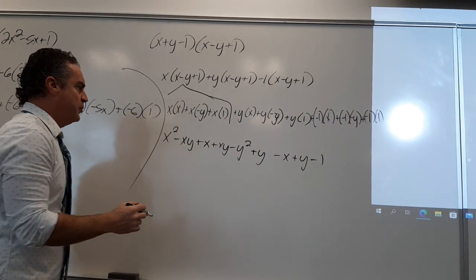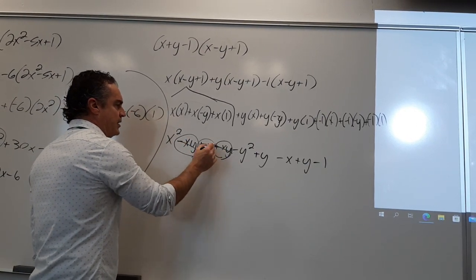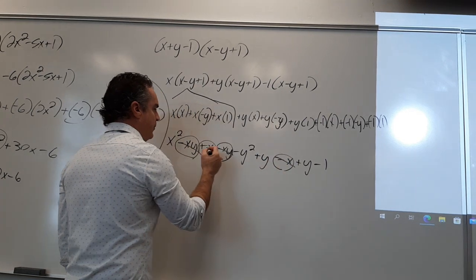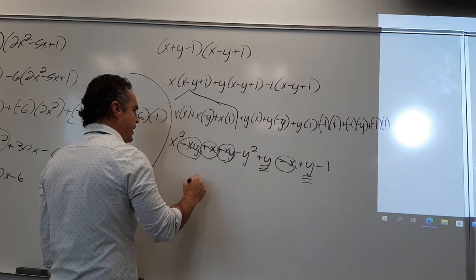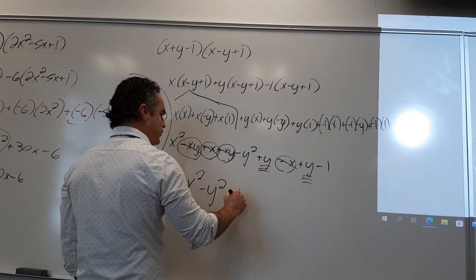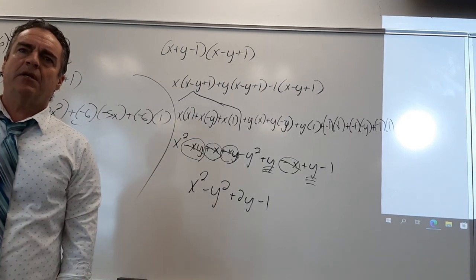Got a lot of like terms here, please look up here. Negative xy and positive xy are going to go bye-bye. Positive x and negative x are going to go bye-bye. Okay, positive y and positive y are going to combine, so I get x squared minus y squared plus 2y minus 1 is my final answer for that. And that's the any poly times any poly.